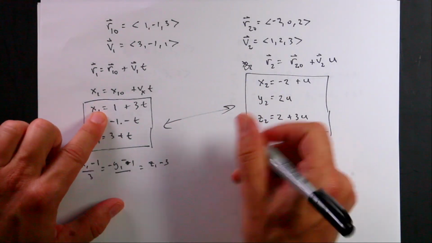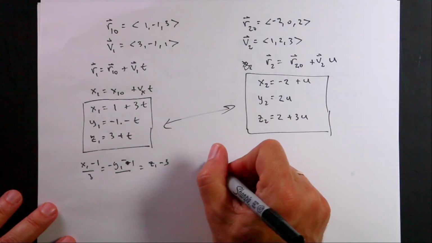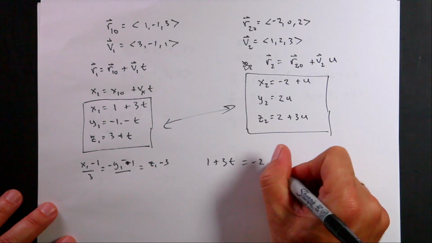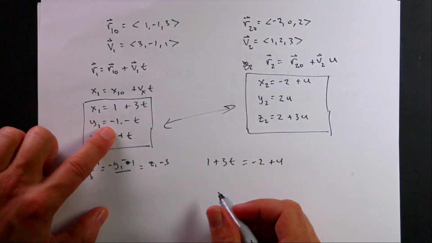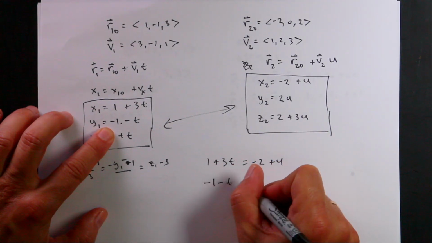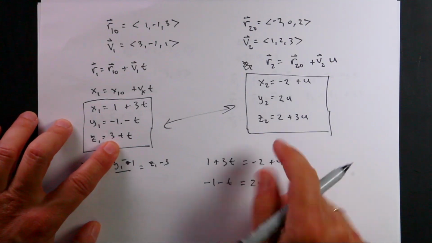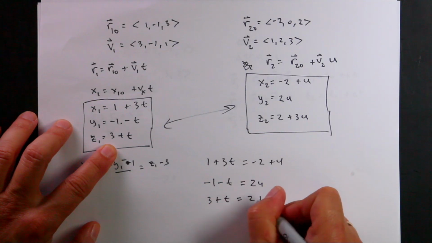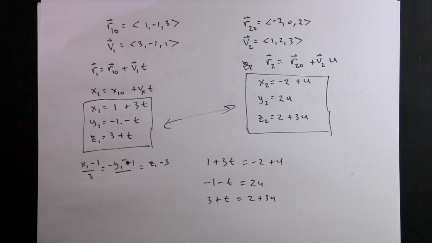I can say this has to be equal to that. So 1 plus 3t equals -2 plus u. And then I can set this one equal to that. I get -1 minus t equals 2u. And then this one to that. I get 3 plus t equals 2 plus 3u. And I hopefully picked out some stuff that works out fine, but if it doesn't, I'm going to blame myself.